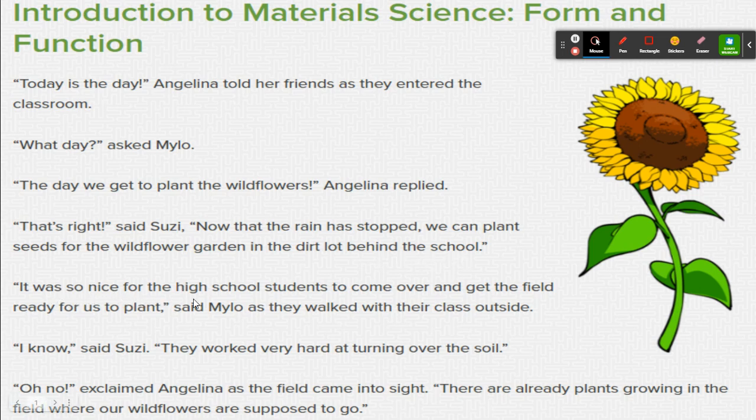"It was so nice for the high school students to come over and get the field ready for us to plant," said Milo, as they walked with their class outside. "I know," said Susie. "They worked very hard at turning over the soil." "Oh no," exclaimed Angela, as the field came into sight. "There are already plants growing in the field where our wildflowers are supposed to go."